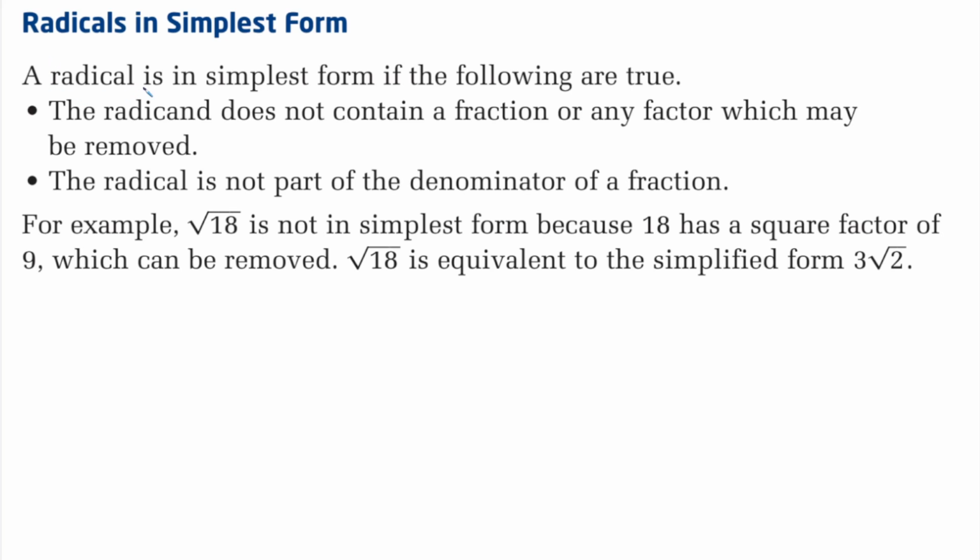Okay, so our rules for a radical in simplest form are the following. The radicand does not contain a fraction. So you cannot have fractions underneath your radical sign. So no radicands that are fractions. And it also can't contain any other factor which may be removed. So if you think back to the previous example, we took that 48 and we wrote it as 16 times 3. So we could pull out 16 as a perfect square from the radical sign. And we'll do that here in a second with the 18.